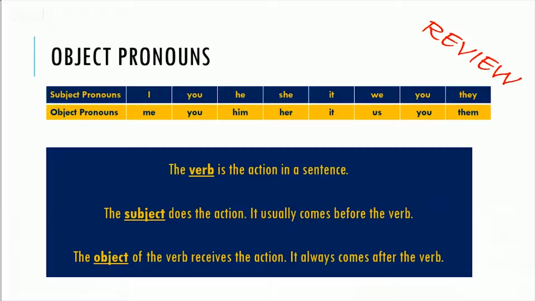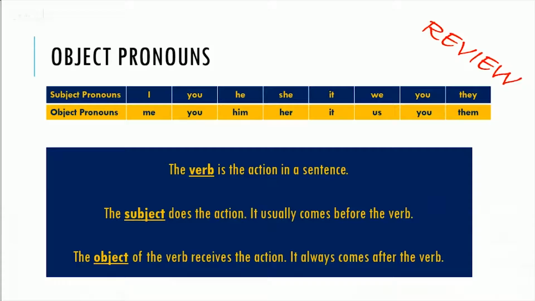Okay, so those are the subject pronouns, those are the object pronouns. Here's the definition of what we need to know. We need to know the verb of a sentence in order to know what the subject pronoun is and what the object pronoun is. So, the verb is the action in a sentence. La acción de una oración es el verbo, right? So in English, the verb is the action in a sentence.